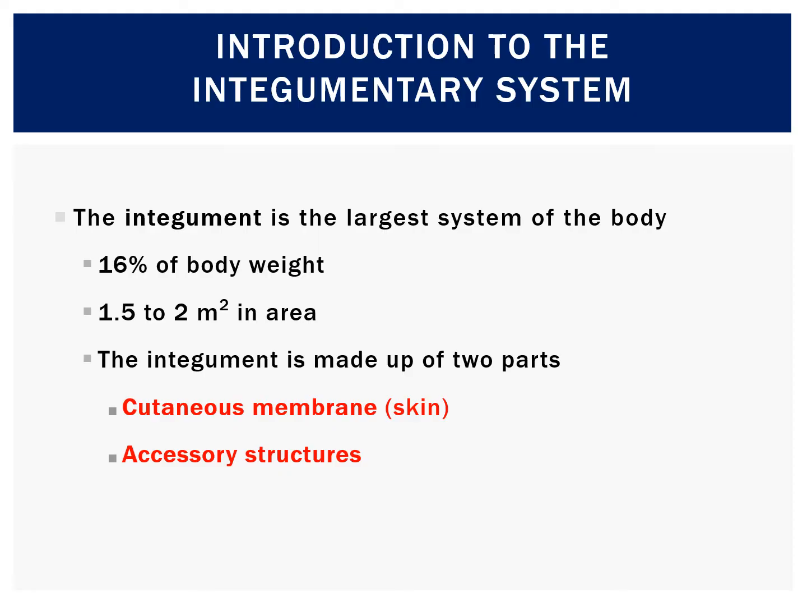So without further ado, let's begin. The integument is also known as the skin. As you may already know, it is the largest system of the human body. It covers up to 2 square meters in area, and the integument is made up of two parts. The first part is the cutaneous membrane, which is the skin, and the second part is the accessory structure.